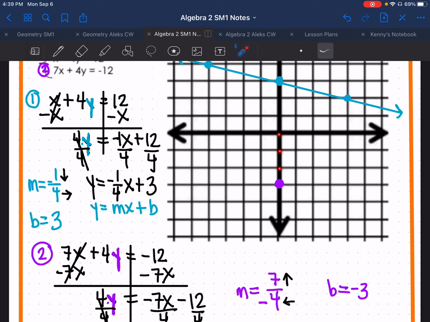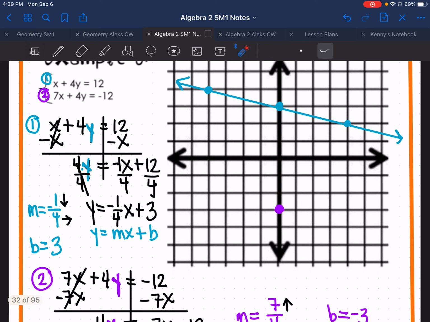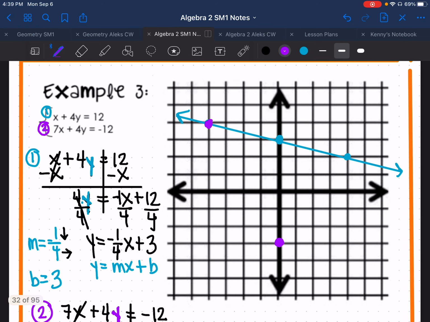1, 2, 3, 4, 5, 6. 2, 3, 4, 5, 6, 7. 1, 2, 3, 4. There it is. Right there. That is enough points. I don't think, yeah, I cannot go any more. I can't count up 7 and to the left 4 anymore. So that's as close as I'm going to get. Just make that as straight as we can. Perfect.